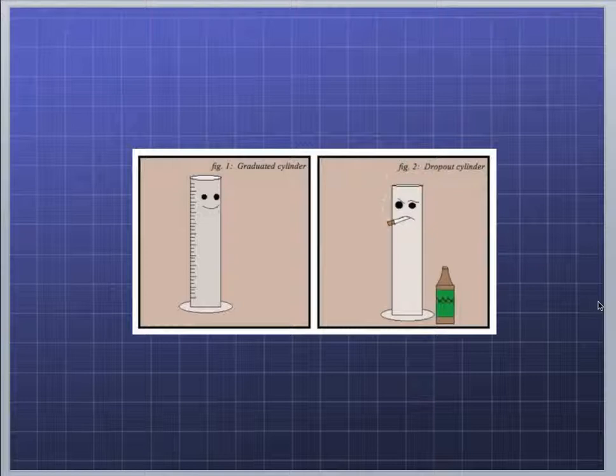And then our last joke. Graduated cylinder versus dropout cylinder. Ha ha ha.